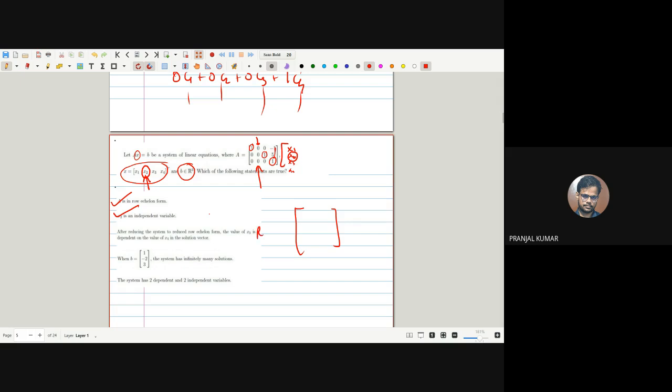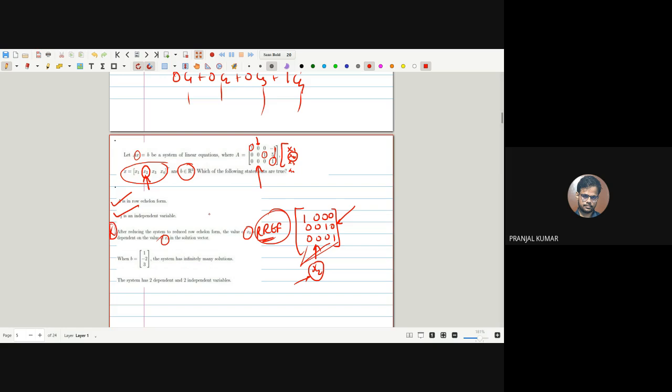So what would be the reduced row echelon form? This is always unique. So it would be 1, 0, 0, 0, 0, 0, 1, 0, 0, 0, 0, 1. Clear? This would be the reduced row echelon form. So after reducing to reduced row echelon form, the value of x3 is dependent on the value of x4 in the solution vector. First of all, x2 is the independent variable. When you rewrite the system, the rest are all dependent variables, so it should depend on x2, not x3, not x4. So this is wrong.